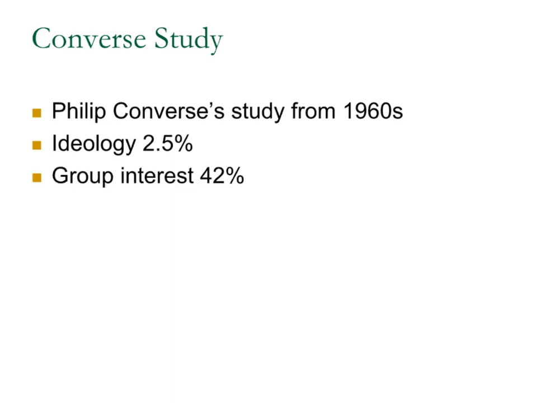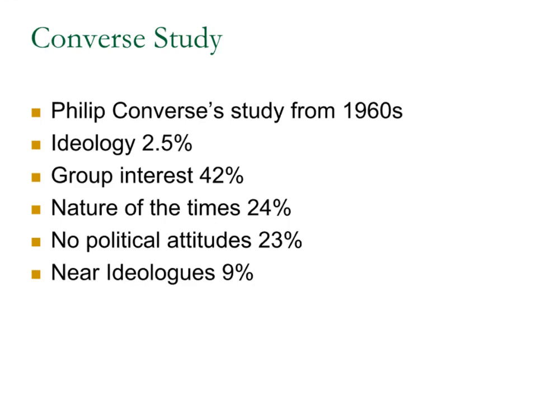What Converse found was that the largest group of voters were voting based on group interest, not ideology. What this meant was that old people voted for candidates who promised large Social Security checks, and farmers voted for the person who promised a new farm bill and large subsidies for corn. They were voting out of their pocketbook, basically, not out of any political ideology.